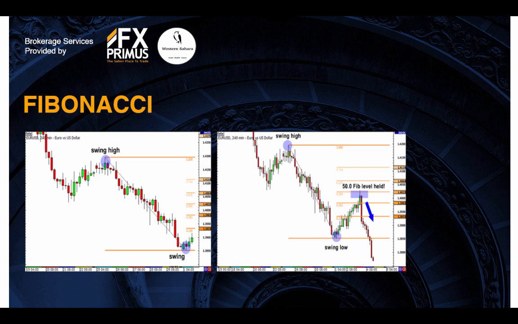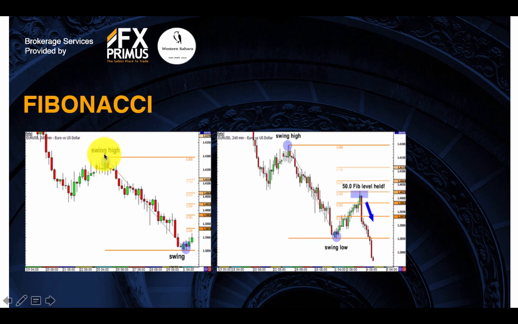After years and years of trading and research, I found out that the most important level in the Fibonacci sequence is actually the 50 Fibonacci level. As you can see here, this 50 Fibonacci level is very important. Now, how do I use the 50 Fibonacci level? It's simply done by so.